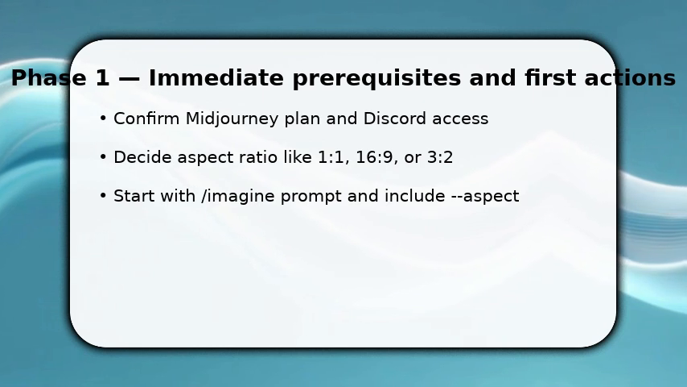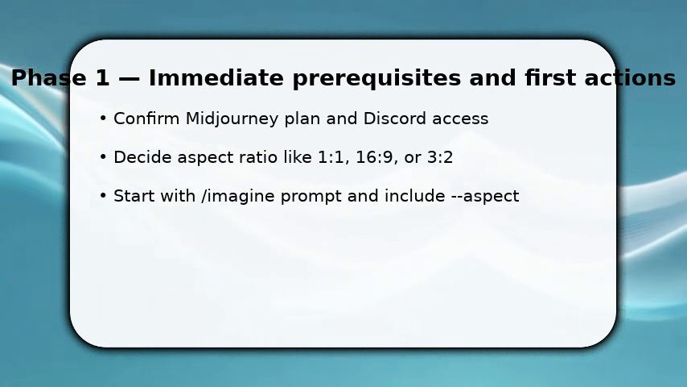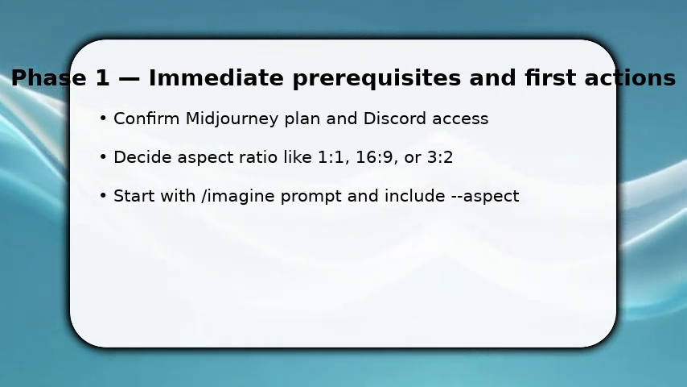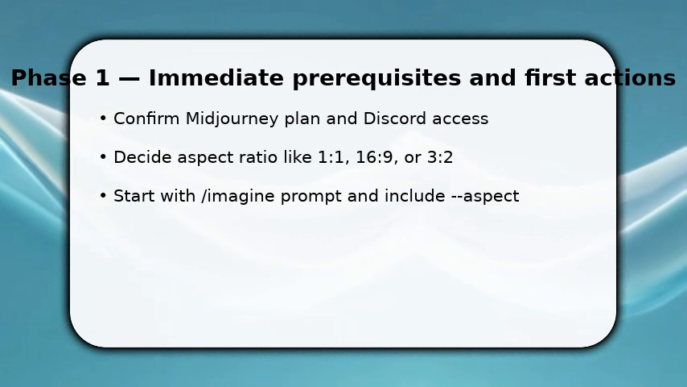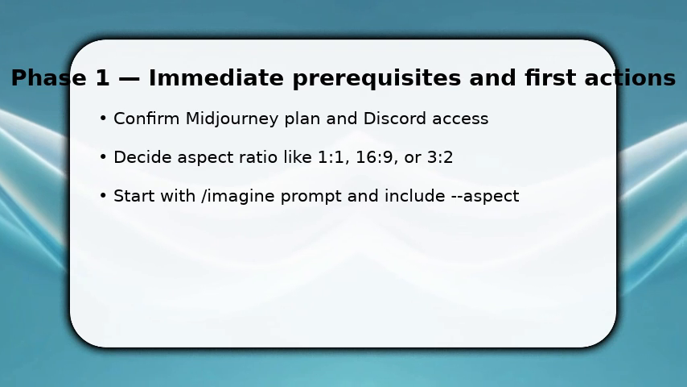Add the parameter --aspect or --ar immediately after the prompt because Midjourney reads modifiers left to right. Make sure to include no spaces in the flag. This first step sets composition and framing, so be intentional about subject placement and negative space.